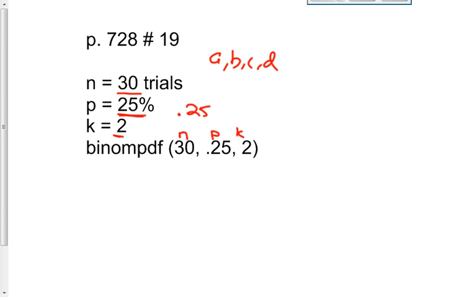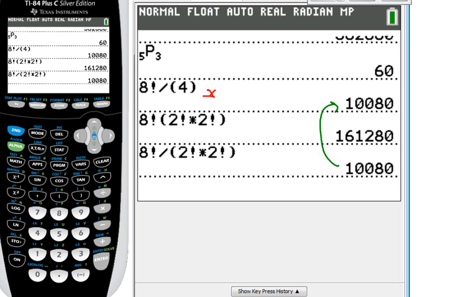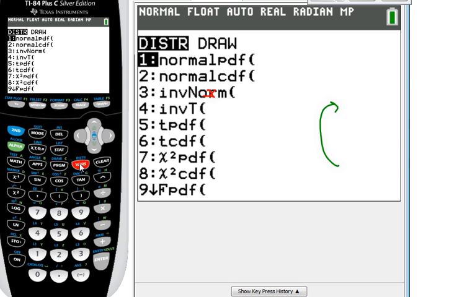All right, so let's go to our calculator. We go to second distribution. Now the distribution button is above your VARS button. So we need to go second, right here, distribution. And then what we're going to do is arrow down. I'm going to get rid of these 2 things here for you. We're going to arrow down to number 10.